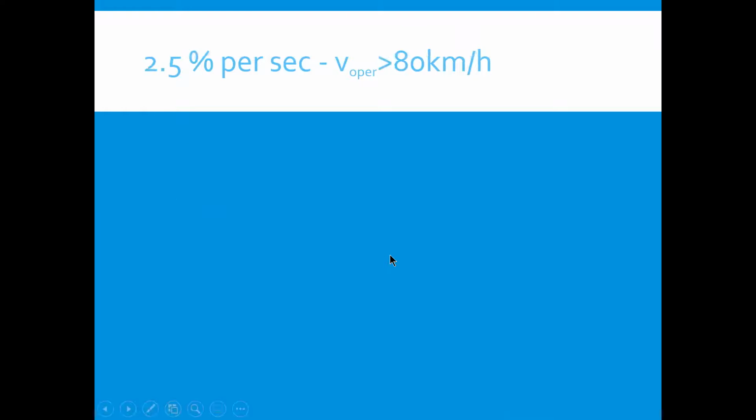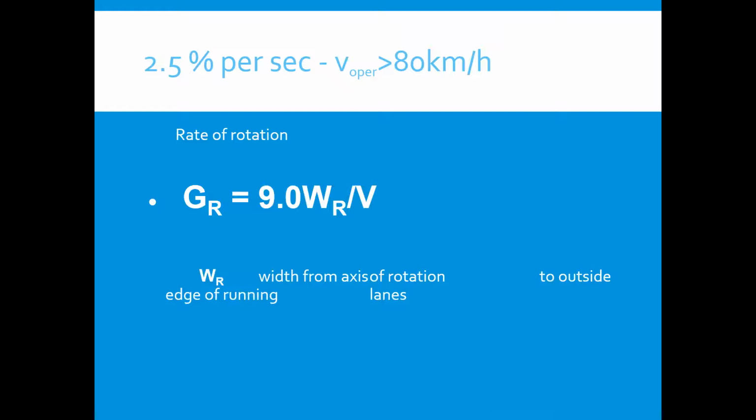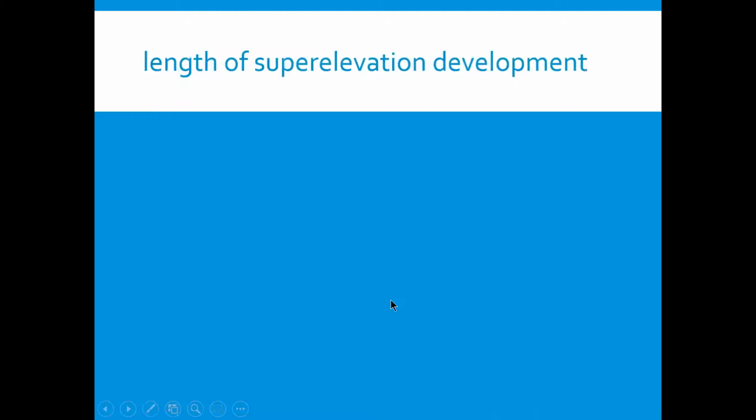For the rate of rotation of 2.5% per second, which is appropriate for operating speed more than 80 kilometers, the following formula should be used, where WR is the width from axis of rotation to outside edge of running lane. The length of superelevation development to satisfy the relative grade criterion is derived from the following formula.